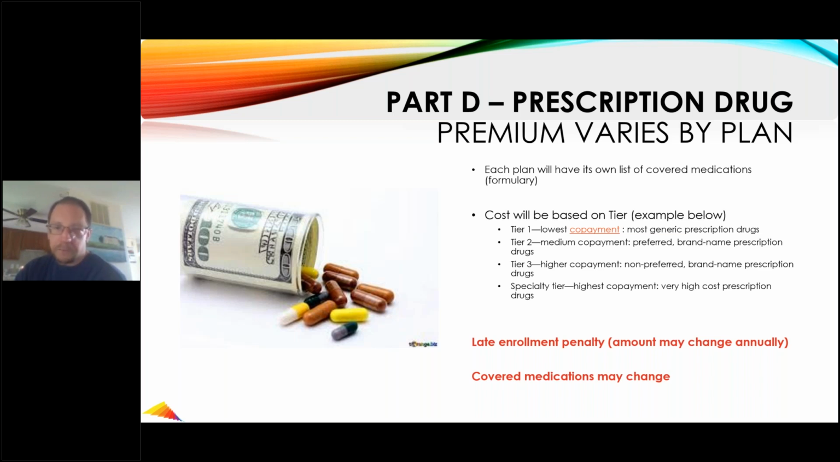I provided an example of how costs are. This is in addition to the premium. You know, you may have co-payments. Again, it depends on the plan. This also has a late enrollment penalty. The amount could change. It's based on a formula Medicare has, and it's 1% of something that Medicare figures out.